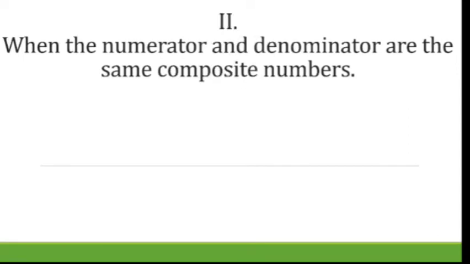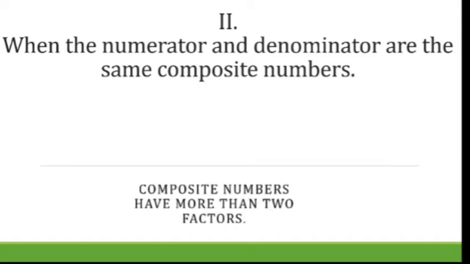Second tip. When the numerator and denominator are the same composite numbers. So, when we say composite numbers, ito yung mga numbers that have more than 2 factors. Okay, example, we have 9 over 15. So, we all know that 9 and 15 are composite numbers, because 9 and 15 have more than 2 factors.